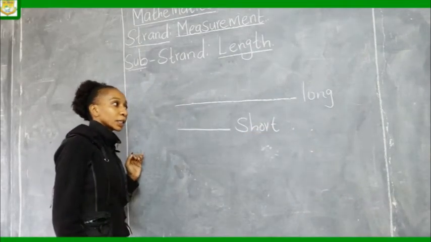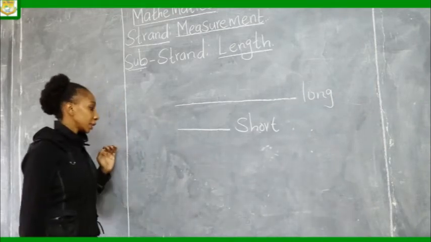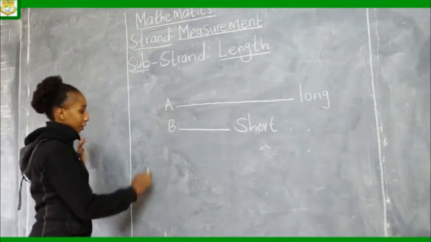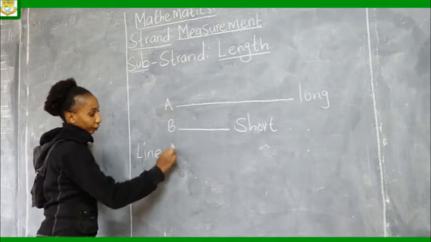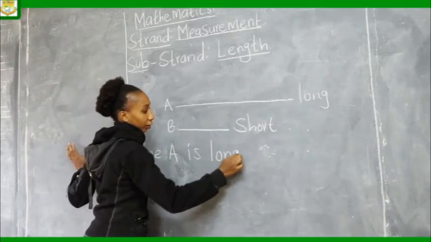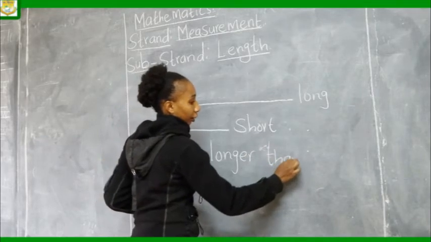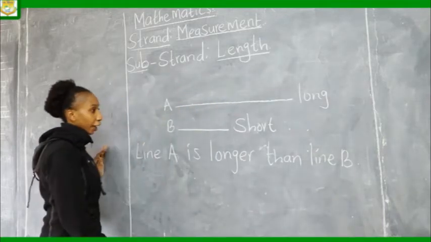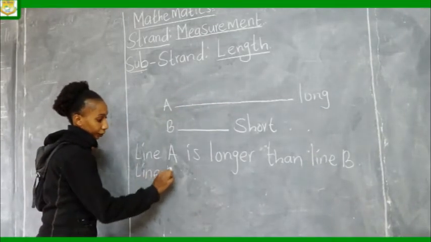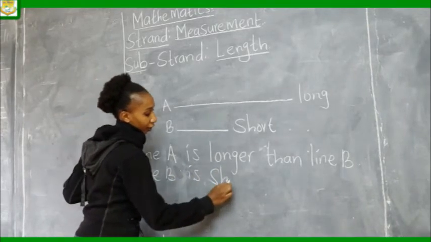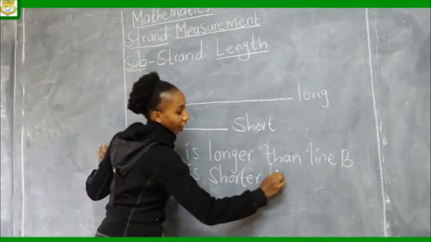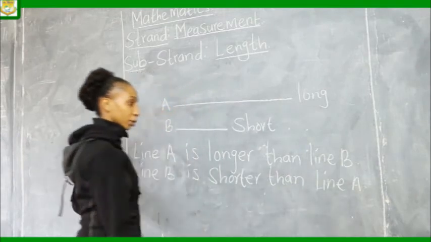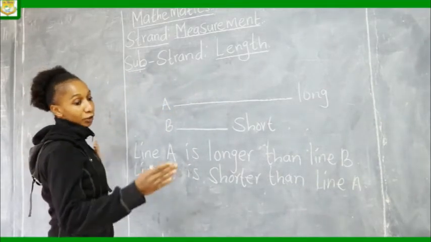Now, according to our length, we are going to have a sentence: line A is longer than line B. At the same time, we can say line B is shorter than line A. When we are talking about length, we are talking about the size of an object.